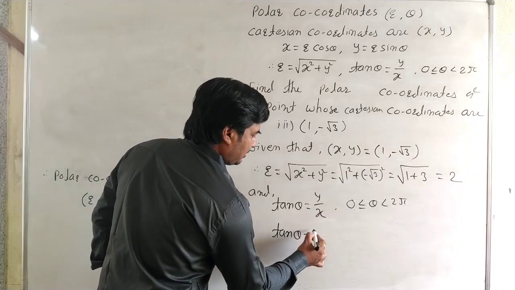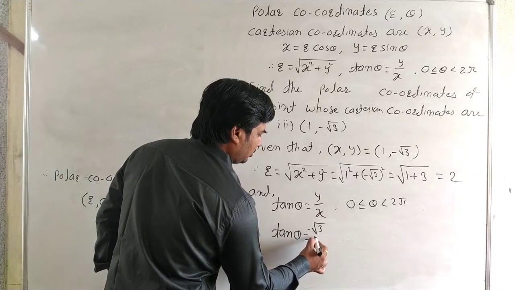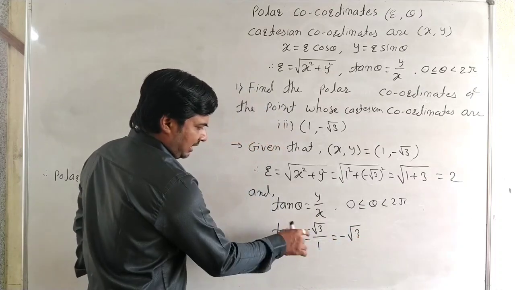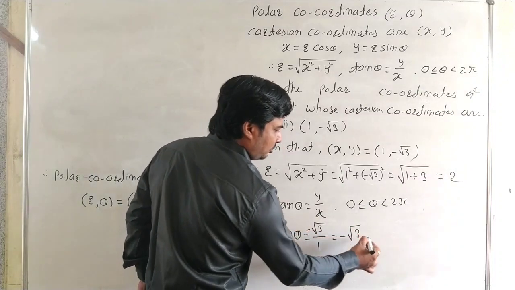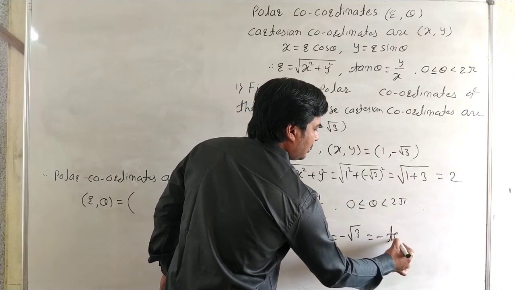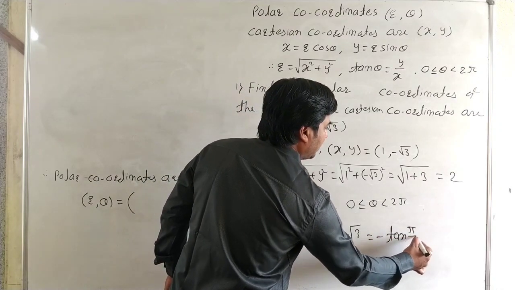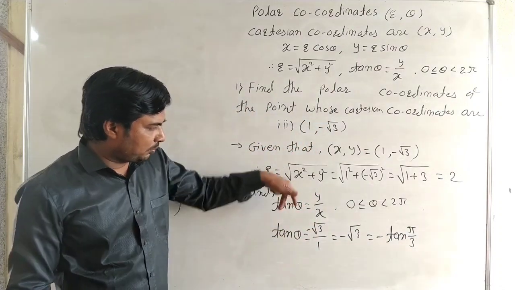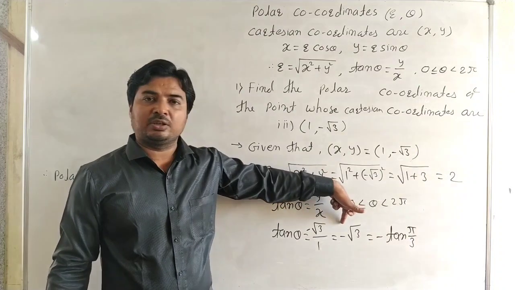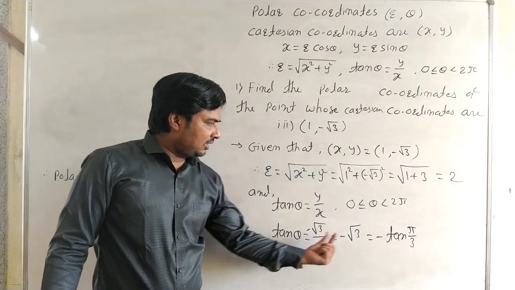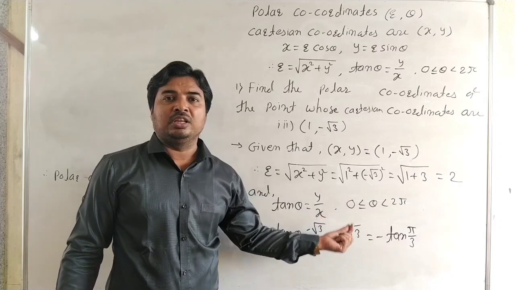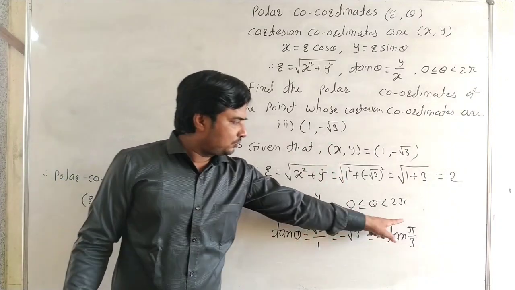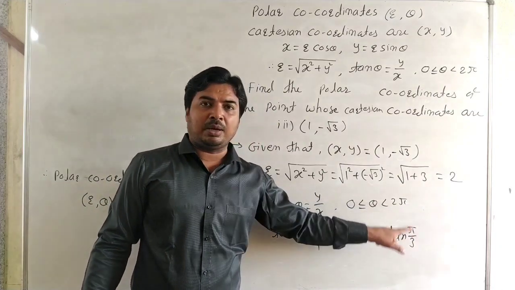Tan theta is equal to y upon x, it is minus under root 3 upon 1, that means minus under root 3. We know that under root 3 is tan pi by 3, so it is minus tan pi by 3. Now we want to find the principal solution of tan theta is equal to minus under root 3. What is the positive value? It is under root 3, it is tan pi by 3.